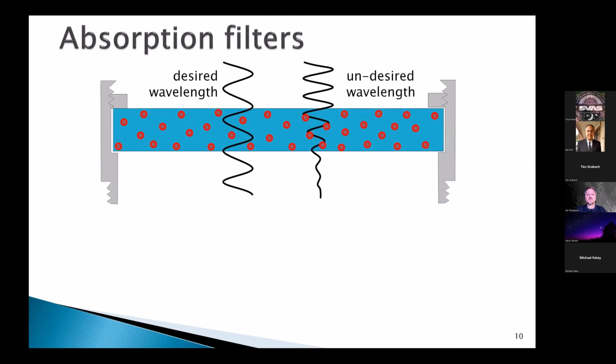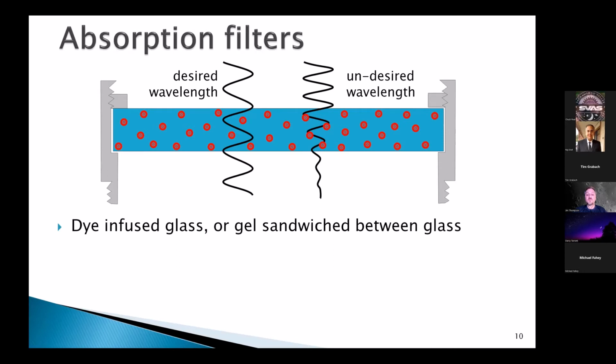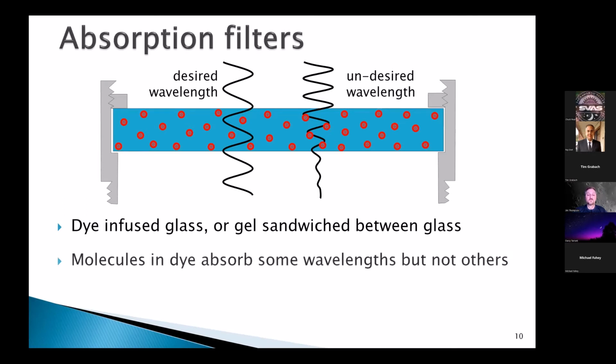Getting back to how filters work, consider this graphical representation of an absorption type filter. These filters consist of dye-infused glass or a colored gel that is sandwiched between two thin layers of glass. Molecules in the dye are designed to absorb some wavelengths, but not others. The result is a filter that can selectively block light, but in a rather imprecise way, in broad bands with gently sloping cutoffs.